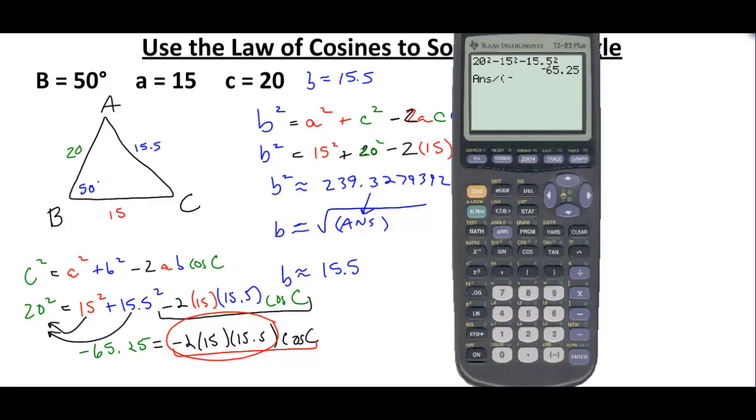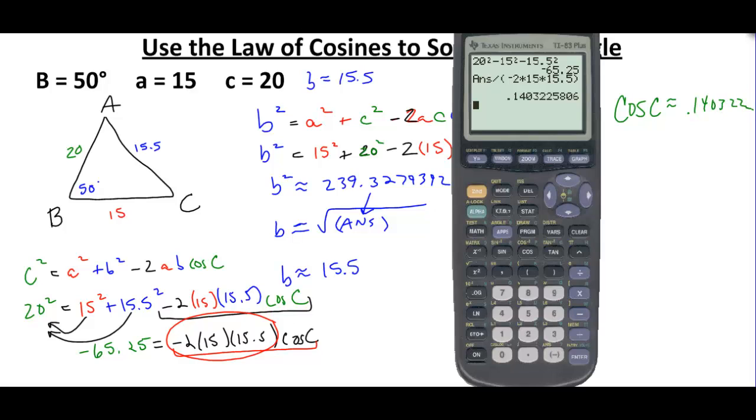So I'm going to type in negative 2 times 15 times 15.5. It's important that you write it in this way if you're going to type it in all at once. Or, if you want to be careful, type this in your calculator and get a number and then divide by it. So I'm going to show you both ways. If I hit enter, I get cosine of c is approximately 0.140322.